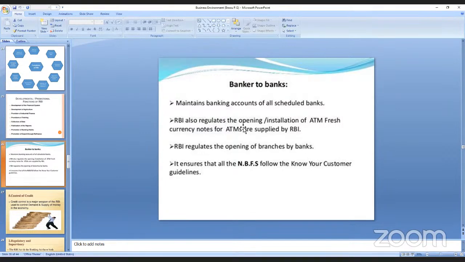Nowadays, RBI is regulating the opening and installation of ATMs. That is, fresh notes. Day to day there will be installation of notes, and they are supplied by the RBI. So every day they get money from the RBI, and again they regulate. So these are the banker to bank functions. RBI is a very big bank, and it is a banker to other small banks. RBI regulates the opening of branches by banks.